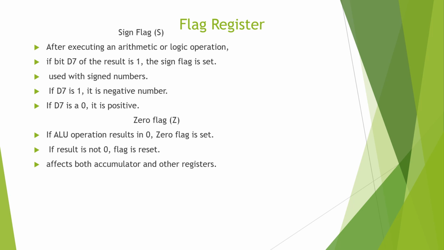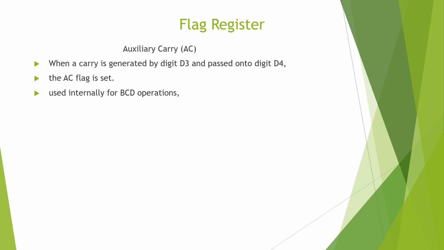The next one is the zero flag. If an ALU operation results in 0, the zero flag is set, and if the result is not 0, the flag is reset. It affects both the accumulator and other registers. The next flag is the auxiliary carry, which is used internally for BCD operations. When a carry is generated by digit D3 and passed on to digit D4, the AC flag is set.